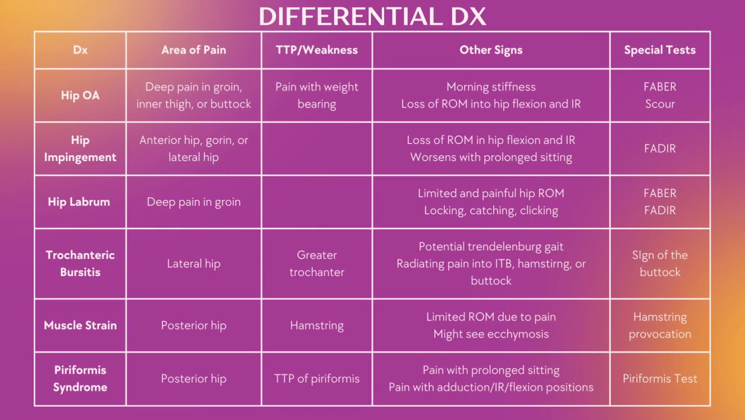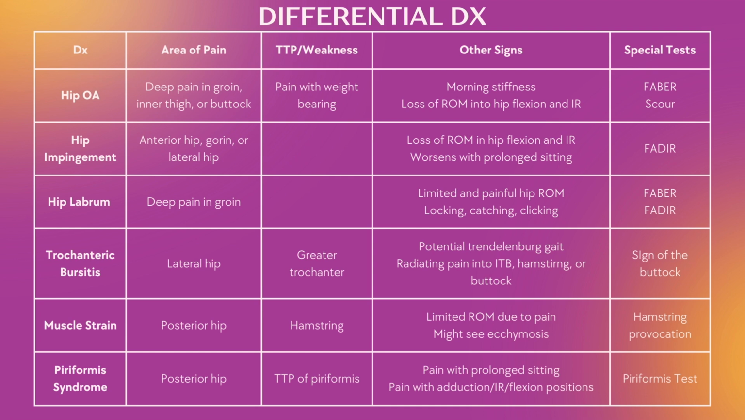So here's our differential diagnosis chart to kind of help you. So things that are going to kind of help you identify what type of injury it is, thinking about the area of pain, if they're tender to palpate anywhere or have any weakness, and some other characteristic signs or special tests.